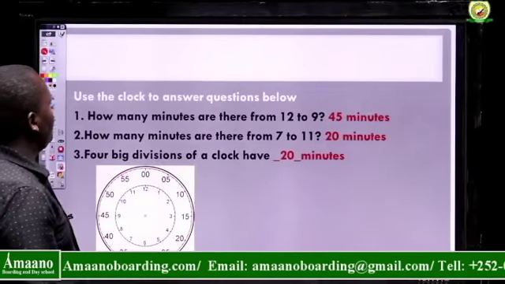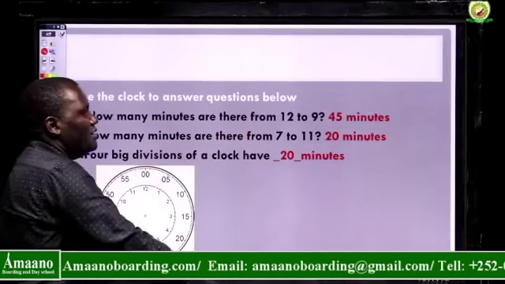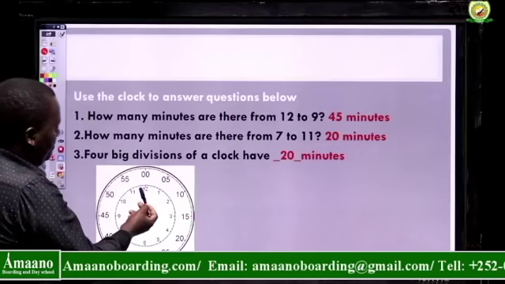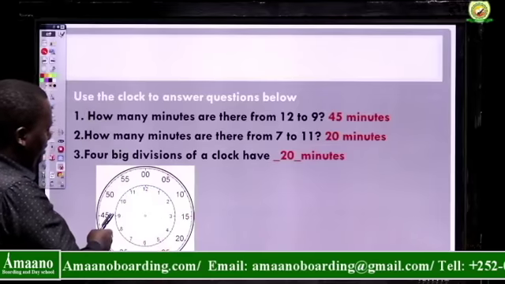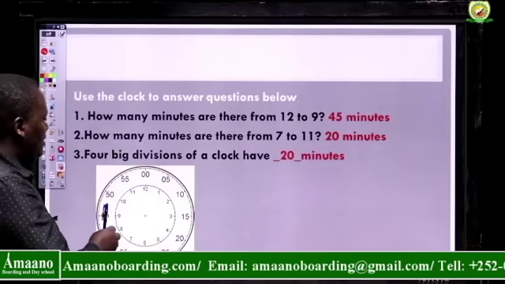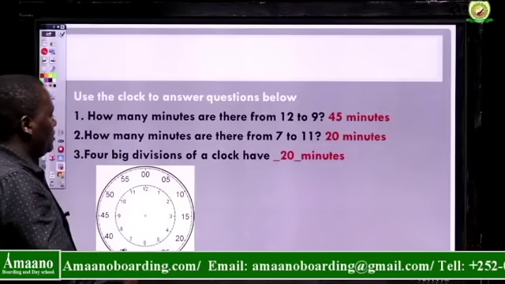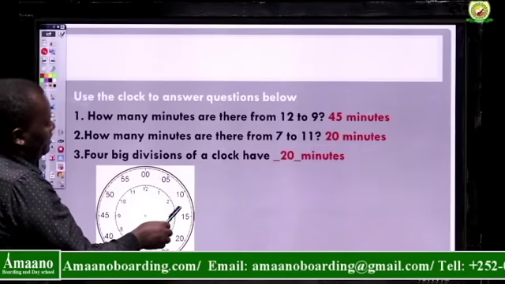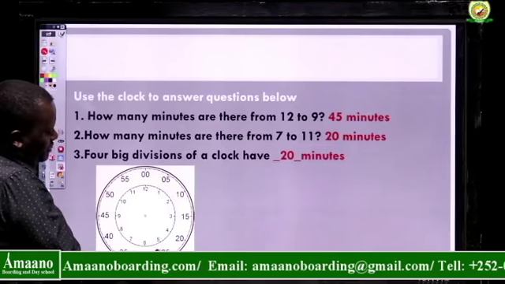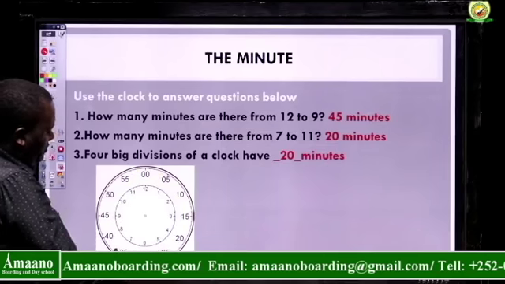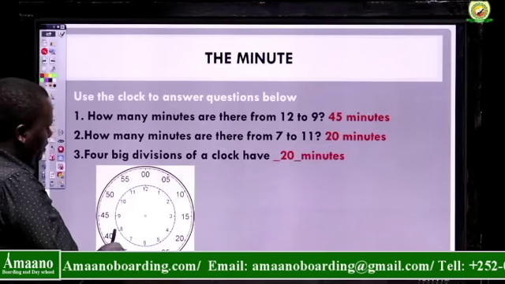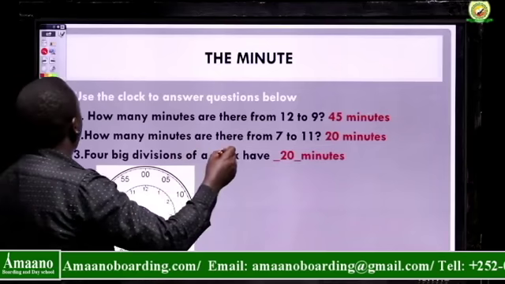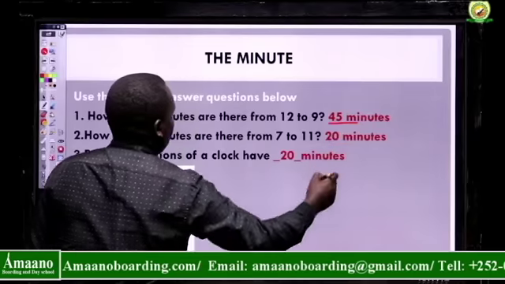Use the clock again to answer the questions. How many minutes are there from 12 up to 9? Okay, 12 is here and 9 is this side. This clock, the way it's drawn, has the minutes that we're counting written on it. 12, that is 0. This 5, 10, 15, 20, 25, 30, 35, that 35 is at 7, 40 is at 8, 45 is at 9. That's how we found these 45 minutes there.